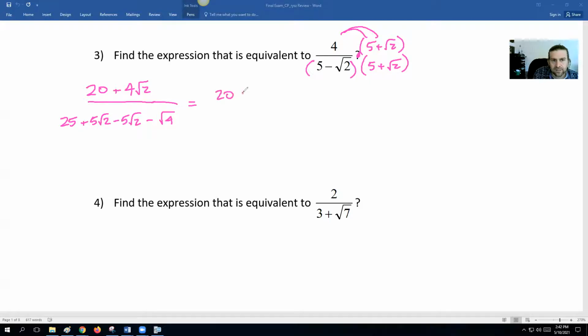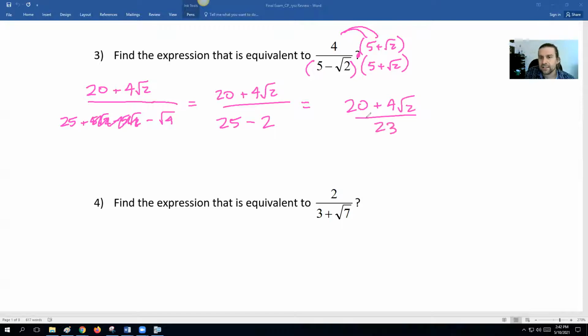So what ends up happening, we get 20 plus 4 radical 2 over 25. Now, the plus 5 radical 2 and the minus, those are going to cancel out, and those will always cancel each other out. And basically, we have minus the square root of 4 is 2. So we got 20 plus 4 radical 2 over 23. The last thing we want to do is to see, can we divide 20, 4, and 23 by the same numbers? We can't, so we call it a day. That's it.